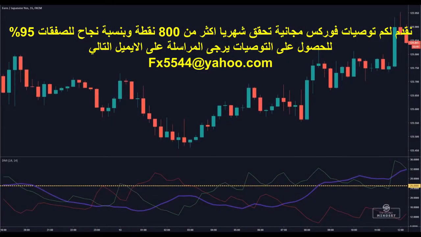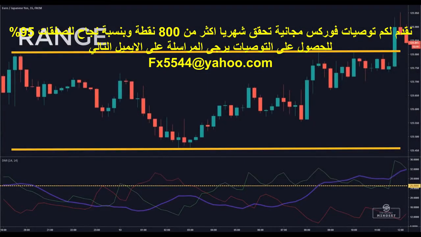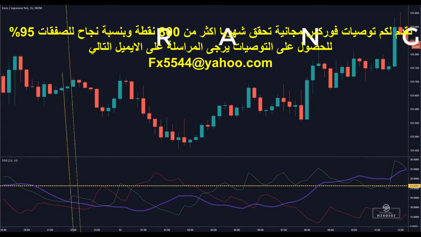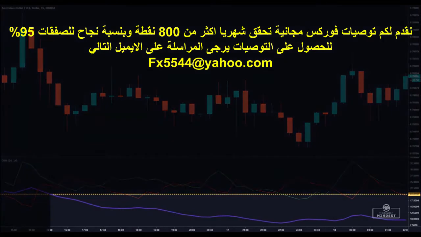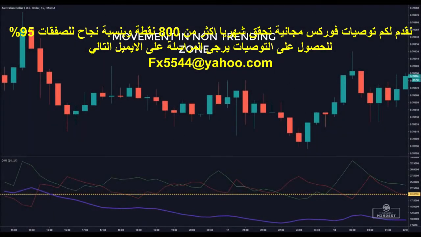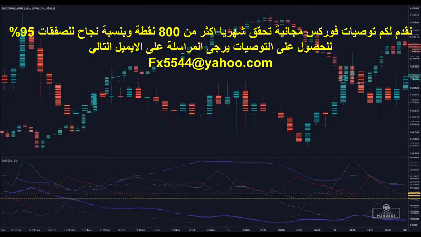Here's a EUR/JPY chart with the ADX line below 25. We can clearly see the lack of a trend as the price basically trades in a range. In this other chart, ADX crossed below the 20 level, signifying the end of a trend, or better said, the movement in a non-trending zone. So when we see the ADX line below the 20 or 25 level, we forget about trend trading strategies and we apply strategies suitable for ranging markets.